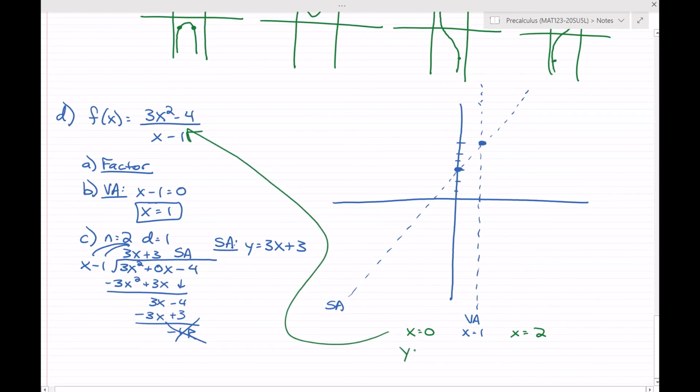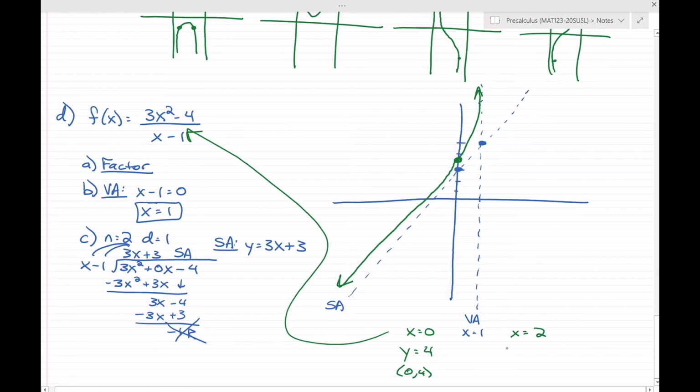If we were to plug in 0, we get negative 4 over negative 1, or 4. So that means the point 0, 4 is on our graph, which is right here. It's going to get close to the vertical asymptote, and it's going to get close to our slant asymptote, so just kind of right up there.